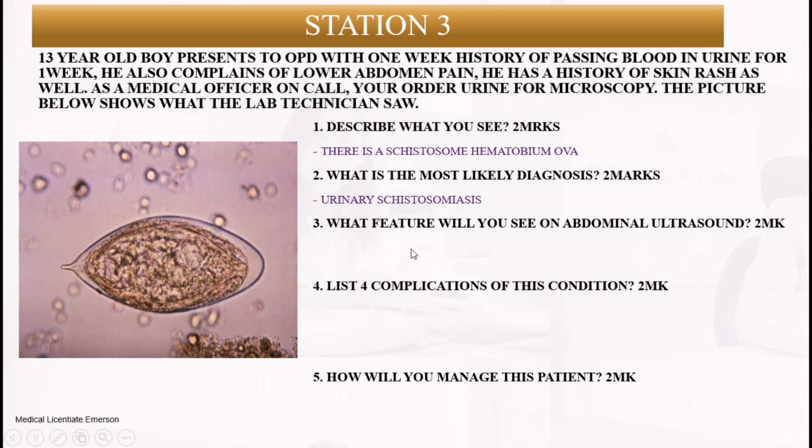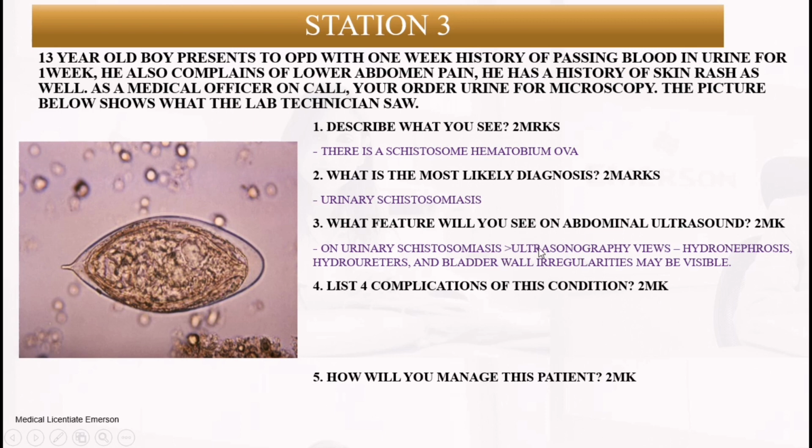Then what feature will you see on abdominal ultrasound? In urinary schistosomiasis, ultrasound shows hydronephrosis, hydroureter, and bladder irregularities may be visible as well. We also have to differentiate how intestinal schistosomiasis looks on abdominal ultrasound, because they all differ. If I'm not mistaken, intestinal schistosomiasis shows periportal fibrosis on ultrasound, but you have to take note of how they differ.